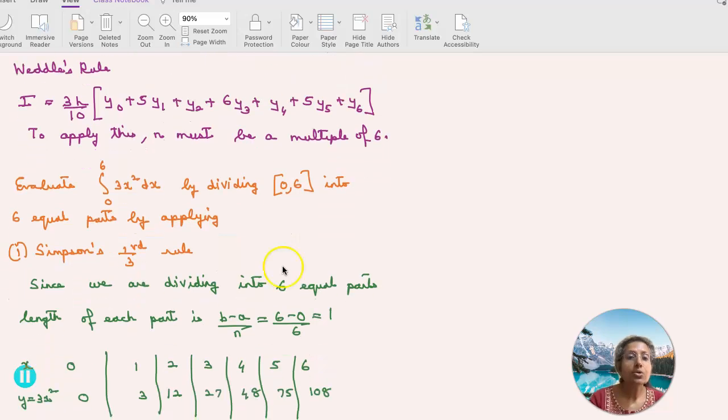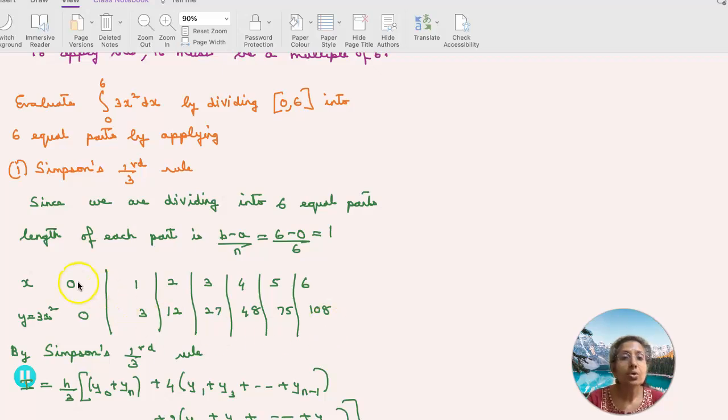Evaluate the integral from 0 to 6 of 3x squared dx by dividing the closed interval 0, 6 into 6 equal parts and apply Simpson's 1/3 rule. So since we are dividing into 6 equal parts, the length of each part is b minus a by n, that is 6 minus 0 by 6, which is 1. So we have 0, 1, 2, 3, 4, 5, 6, y equal to 3x squared. When x is 0, we get y as 0. When x is 1, it is 3. When x is 2, it is 12. So these are the values.